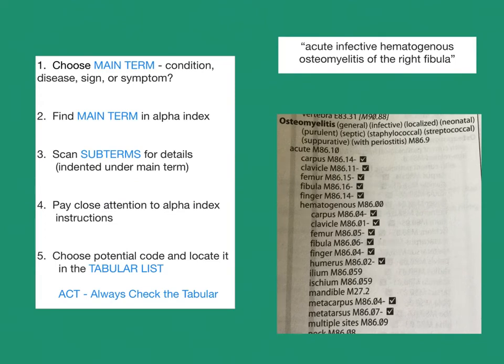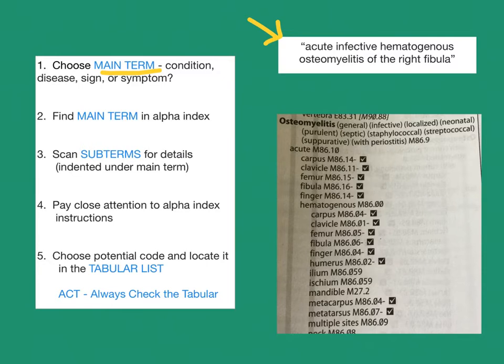After reading the medical documentation, it's first important to choose the correct main term. What is the condition or the disease that is being documented? Why is the patient being seen in the first place? So looking at the diagnosis statement of acute, infective, hematogenous osteomyelitis of the right fibula.